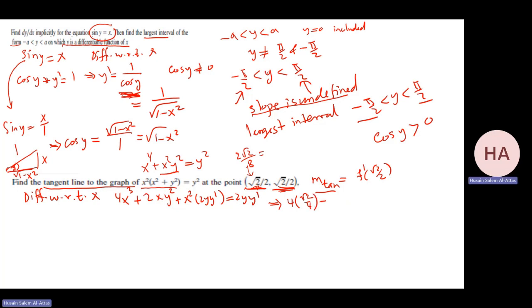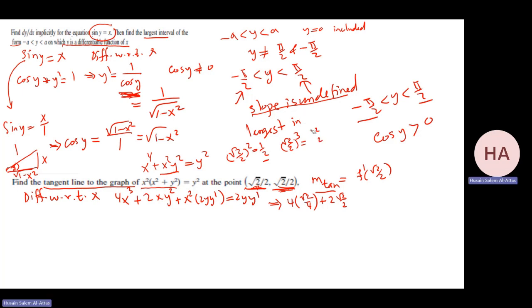Okay. Plus 2 times root 2 over 2 times y squared. Actually, since I have square root of 2 over 2 squared, it is 2 over 4, which is half. The square root of 2 over 2 cubed, square of this. No, it is not square of this. It will be half times root 2 over 2, which is root 2 over 4.